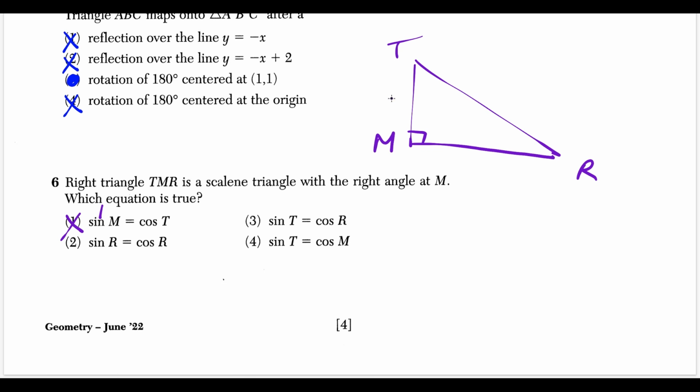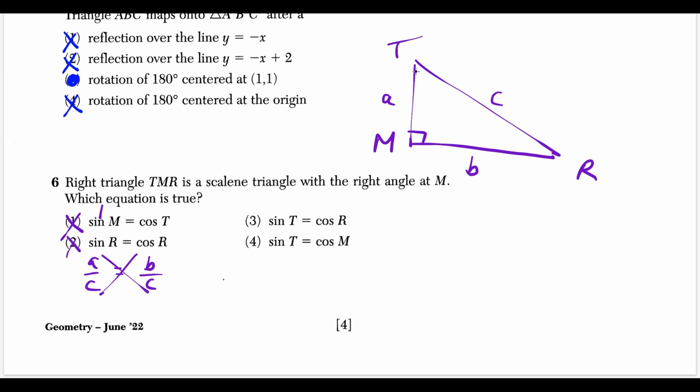And let me put some letters here just to make it easier. I'll just put A, B, C like this. So sine of angle R would be opposite over hypotenuse. Cosine of angle R would be adjacent over hypotenuse. And notice they told us this triangle is scalene, so none of the sides are equal to each other. So this one's out. There's no way that these would be equal to each other, since A and B are definitely not the same.